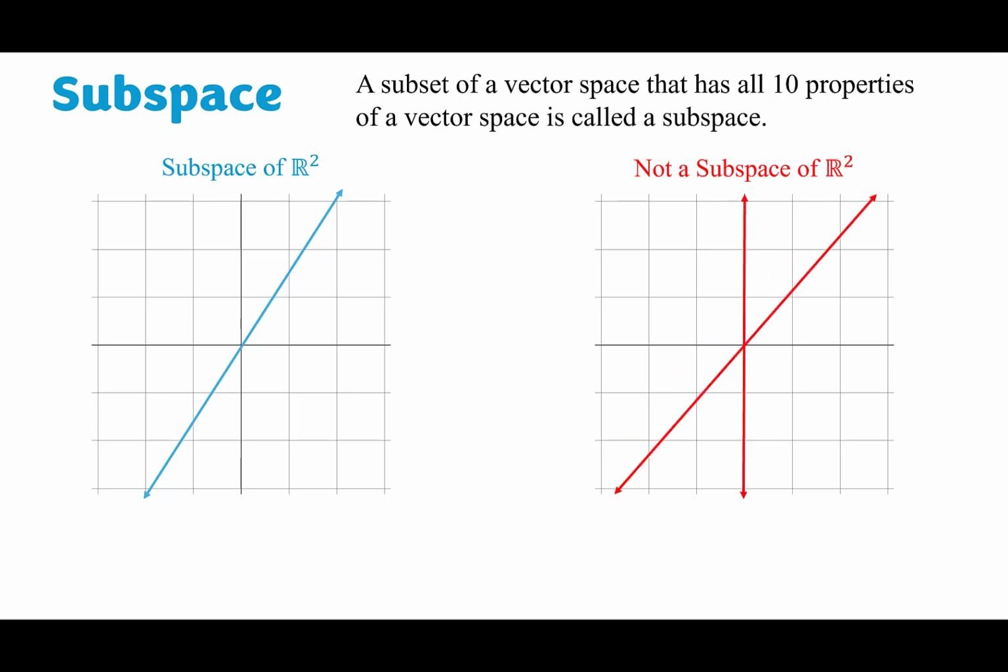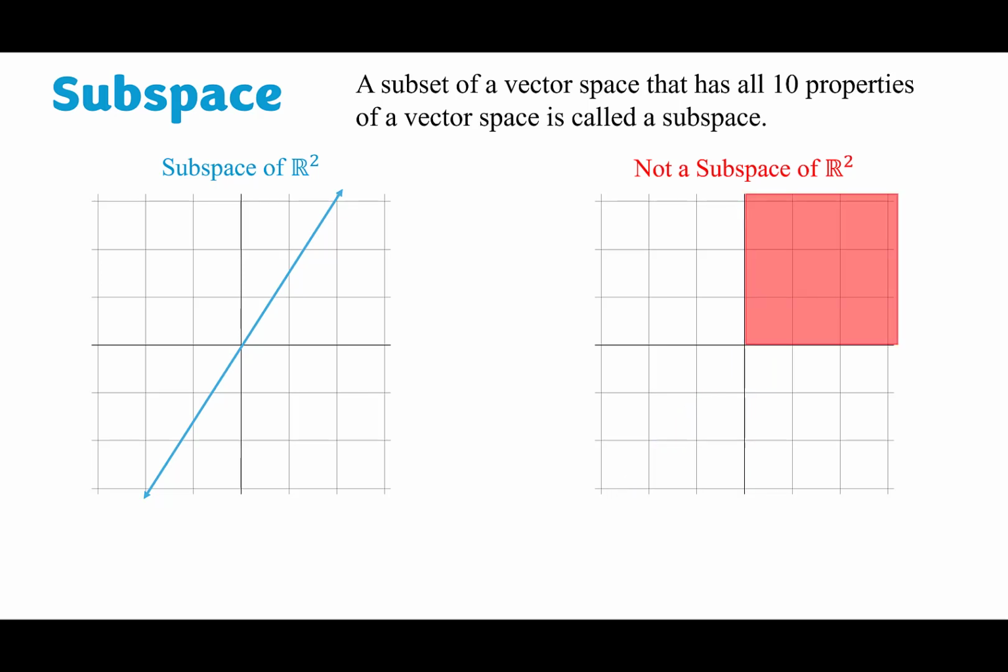Another example would be two lines going through the origin. So you might think this might be a subspace because we already said a line going through the origin is a subspace. But if you have two lines that go through the origin, imagine picking one vector on one line and another vector on the other line, add them together, using that parallelogram rule, you'll get a vector that's no longer on either line. So it wouldn't stay in our set of vectors. So that is not a subspace of R2.